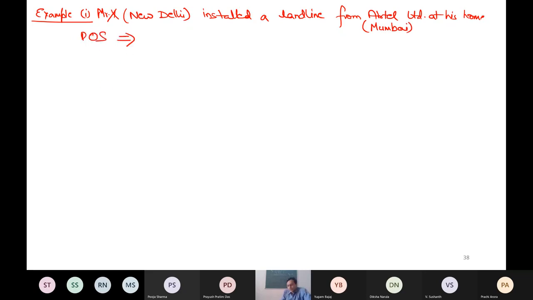If I pay 1000 rupees to install this landline, GST of course I will pay. What is the place of supply? Anyone who can give me the answer? Place of supply, landline, telecommunication at his home. New Delhi. New Delhi is the place of supply because I know where the connection is installed. New Delhi government gets the revenue, not the Maharashtra government.